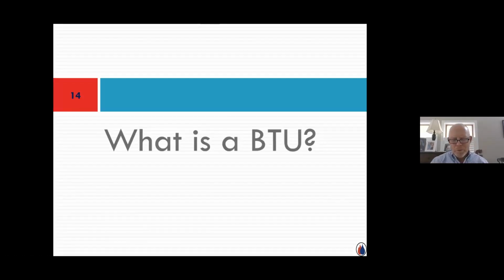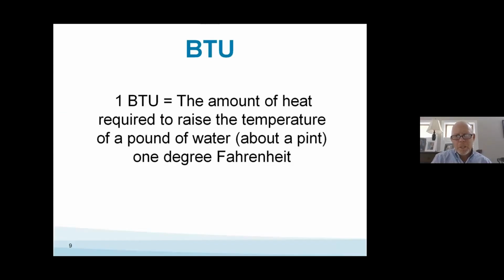So before we go any further, just a quick definition, what is a BTU? We use it all the time, almost every day, that expression, BTUs per hour. So what is it? Well, the simple definition: 1 BTU is the amount of heat required to raise the temperature of a pound of water, which happens to be about a pint, 1 degree Fahrenheit.